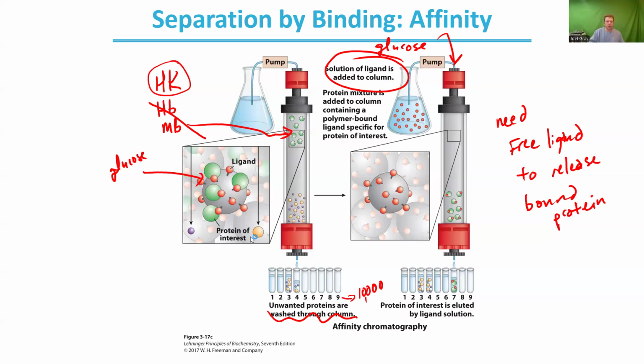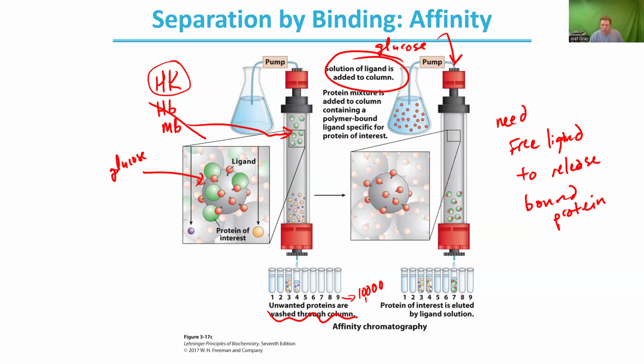So affinity chromatography is really based on attraction between your protein or your enzyme and its ligand or substrate. So if the ligand is glucose, then you're going to be able to really well bind things like hexokinase.